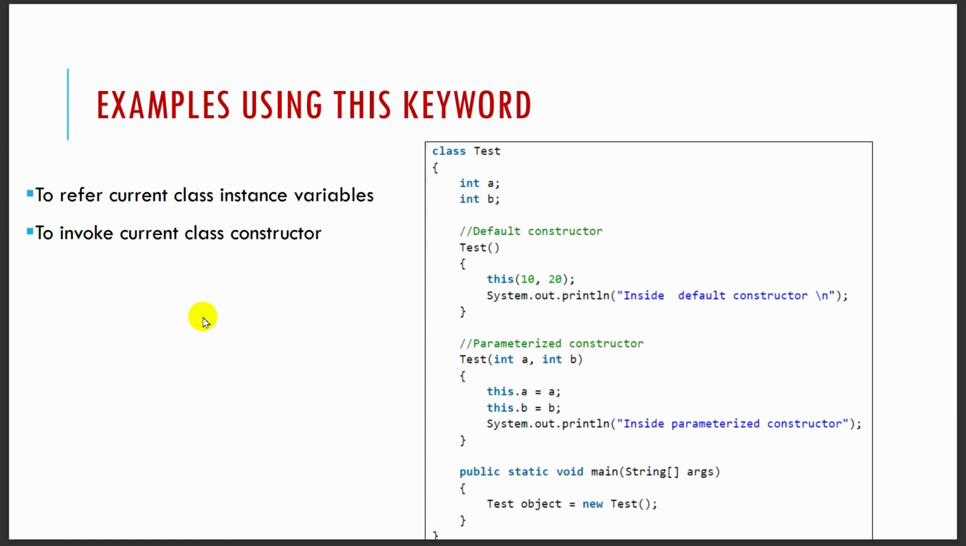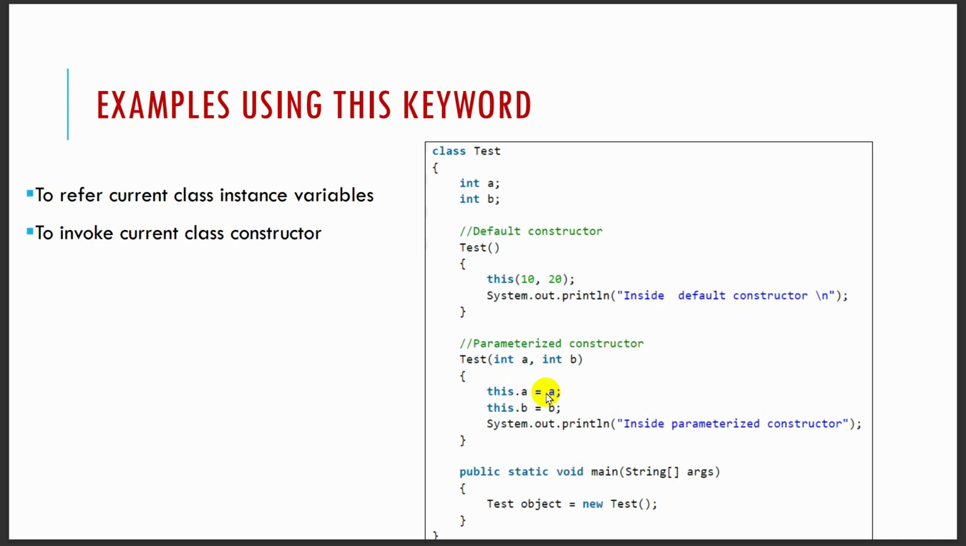For example, we refer to the current class variable, as well as invoke the current class constructor. As you can see here, the this keyword is used in this constructor Test, which takes two parameters, A and B. So we use this.a equal A, this.b equal B. This is how we refer to our current class variable. This class has the variable A, right? So we set it equal to A passed from the parameter.